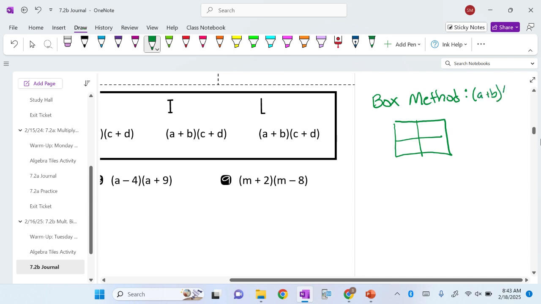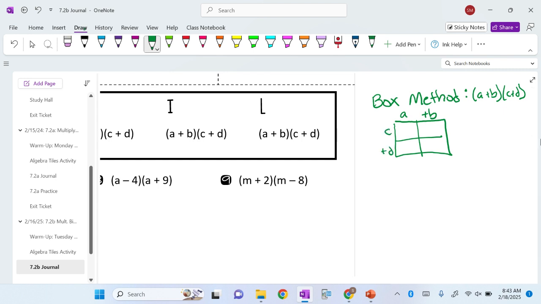If you had, say, A plus B times C plus D, you would write it as A plus B across the top, C plus D along the side, and then multiply row by column. So A times C would be AC, B times C would be BC, A times D would be AD, B times D would be BD. And then you just pull everything out, combine like terms when needed.